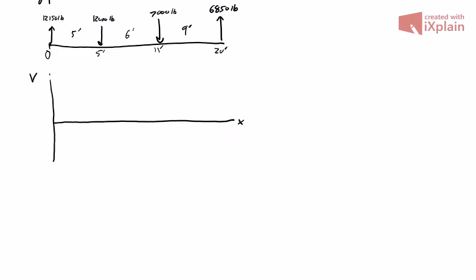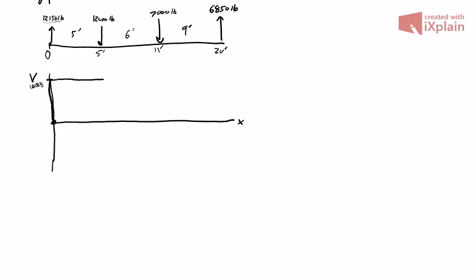So the way we're going to do shear is we're going to start from the left, move to the right, and we're essentially just integrating our force, right? So every time we hit a force, we're going to adjust our shear. So we start at 0, and you start at 0. So our first force is a positive 12,150 pounds. So we're going to go up 12,150 pounds. And then we have no forces for a while, so we're just going to keep going.